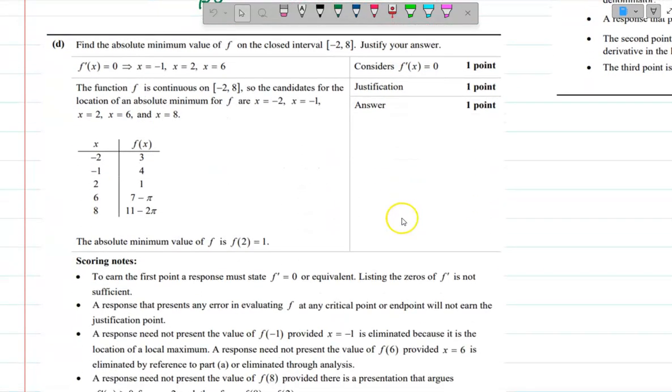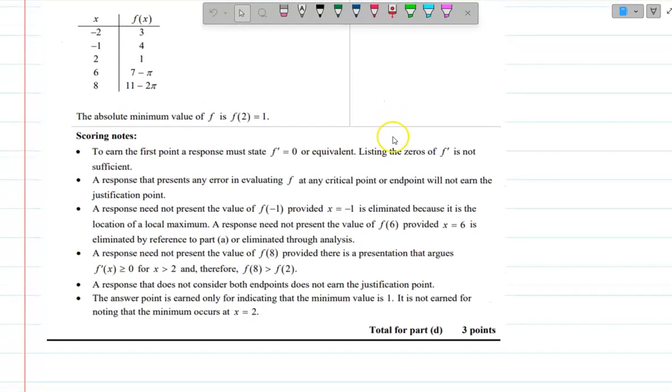And here is the scoring rubric. So you can see again, here's where all of those 3 points are coming from. And then here are some scoring notes for specific situations if you would like to look for your particular problem.